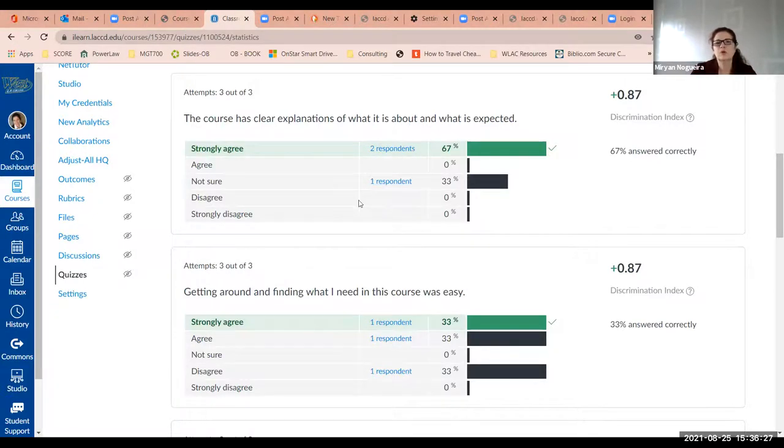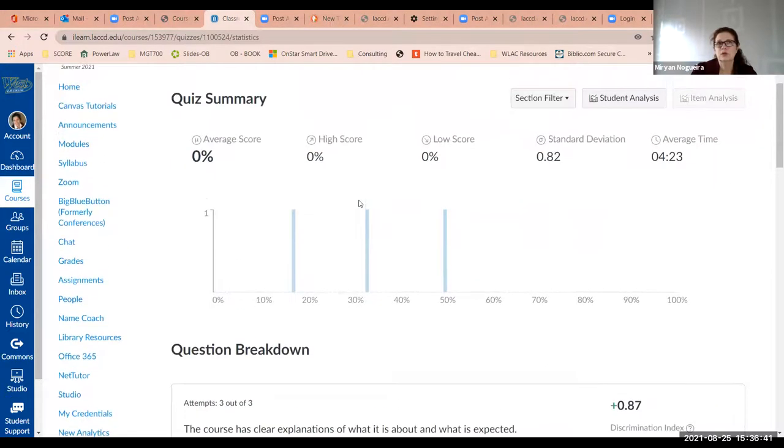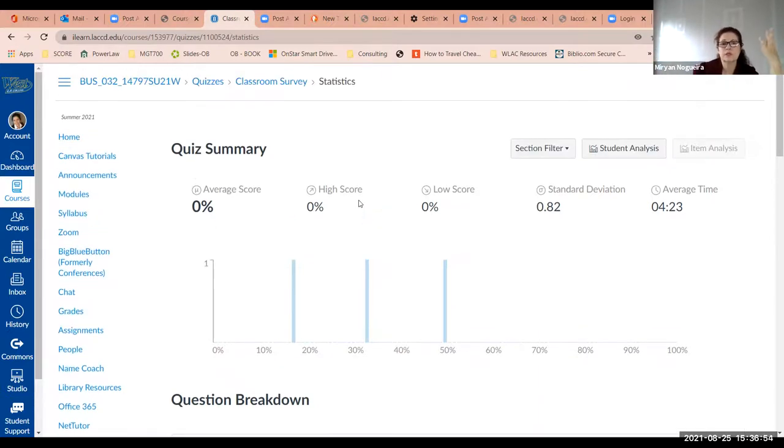So then you can follow up with the students if you feel like it. You should feel like it, right? Okay, I understand that the expectations or the explanations were not very clear to you. Is there anything that I can help you with? So those are very important. I have this on week 2 and 4. And then at the end of the class, I have a big class survey for them to fill out, for me to know what things I need to improve for my next class.